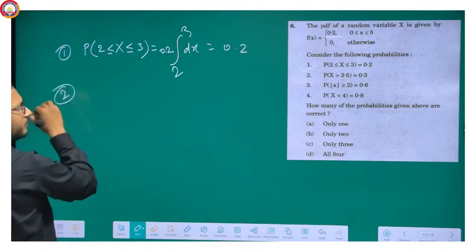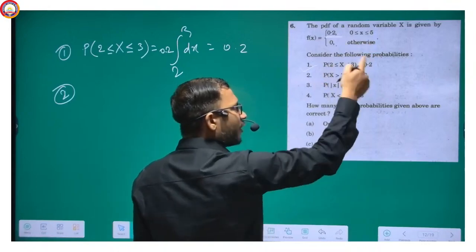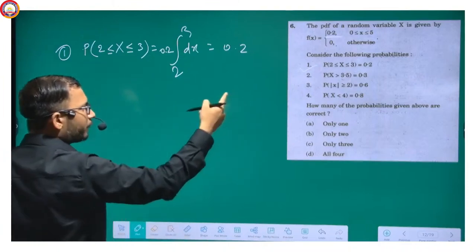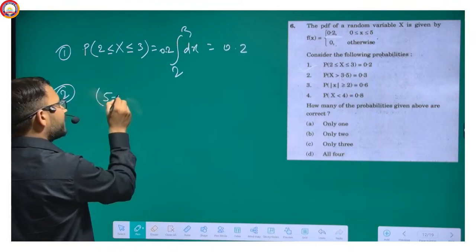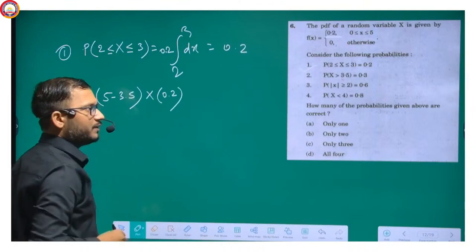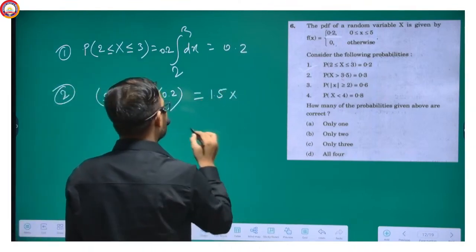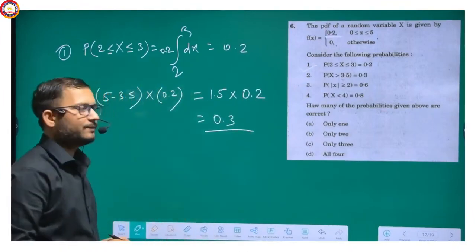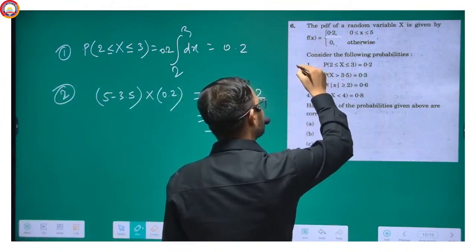The second statement will be from 3.5 to 5. So from 3.5 to 5 you have to integrate, and obviously it will be 5 minus 3.5, into 0.2, which is the PDF. So what will be its value? 1.5 into 0.2. So this will be 0.3. That means statement 2 is correct.